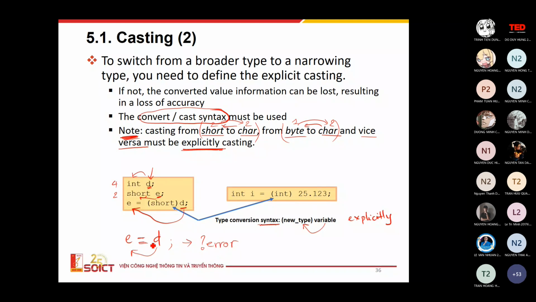So when you know that exactly you want to convert from D to E, you have to write it like this. You make the parentheses and you put the new type short here. This is okay. You have to do it like this.